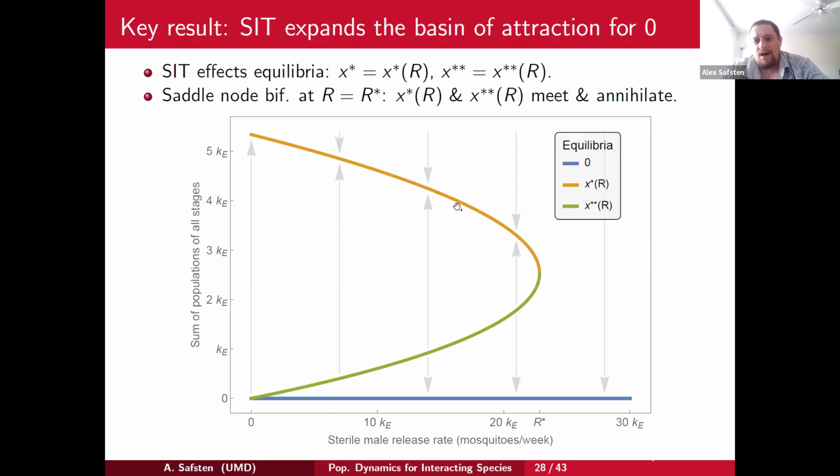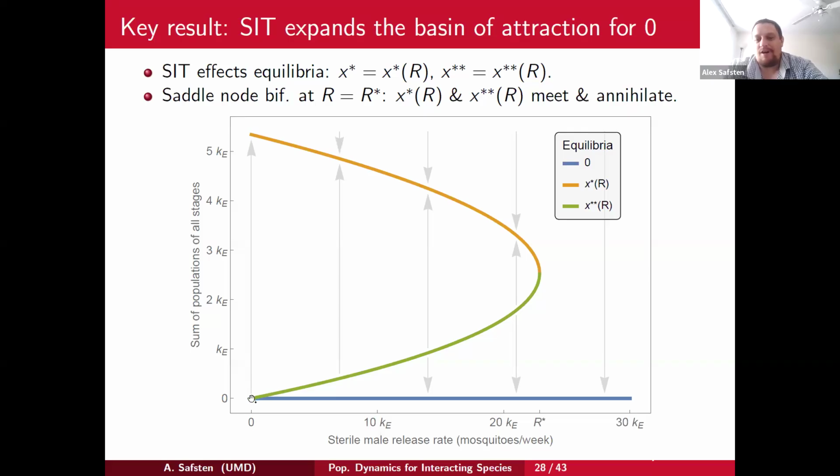So what's going on here is that there is a saddle node bifurcation, and this is a different saddle node bifurcation from the one I mentioned earlier. On the x-axis here, I have the release rate starting from 0 to 30 times the carrying capacity every week, and then on the vertical axis, I have the sum of the populations of all stages at the 3 equilibria. So 0 is obviously down here at 0. The X star equilibrium is in orange, starting from the top and working its way down. And then the X double star equilibrium starts at the bottom and works its way up.